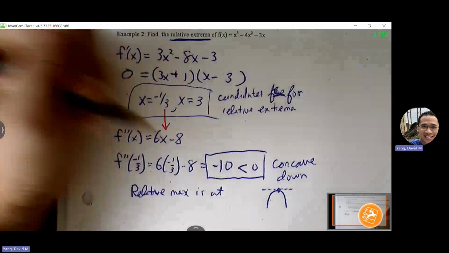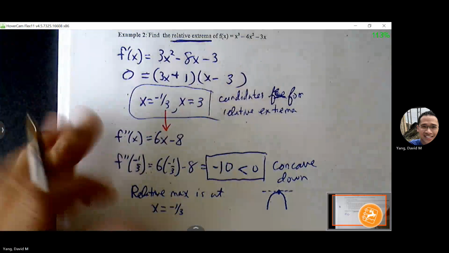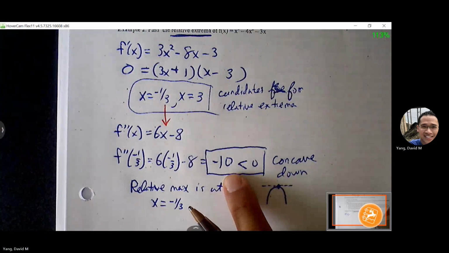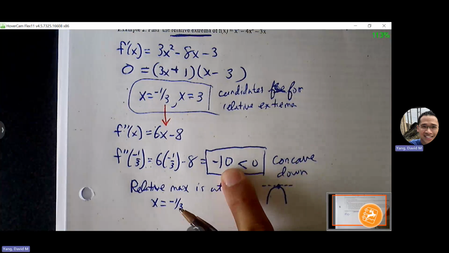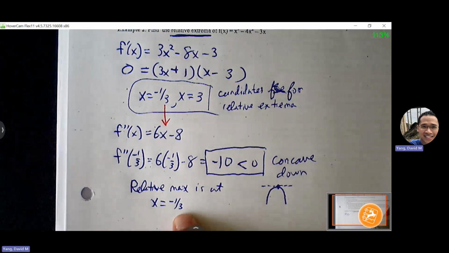is at x equals -1/3. Now, can I say that my ordered pair is -1/3, -10? No, this -10 is not the ordered pair, right? This is just some number that is telling you that it's concave down. If I want to find the full ordered pair, I will have to go back to the what?